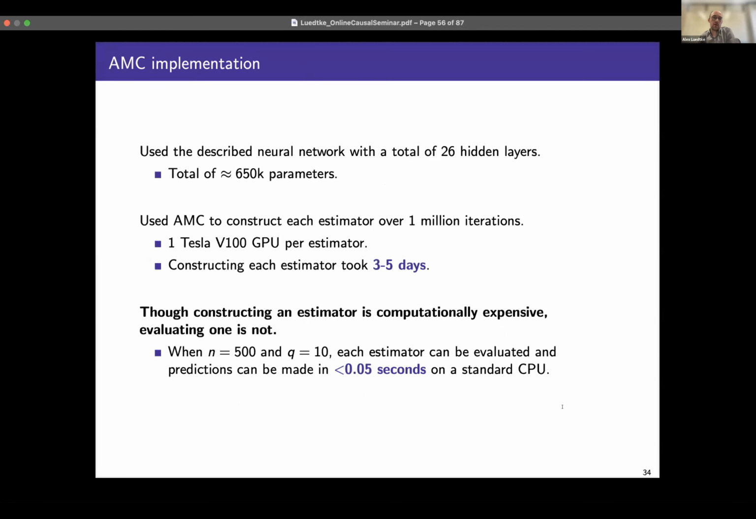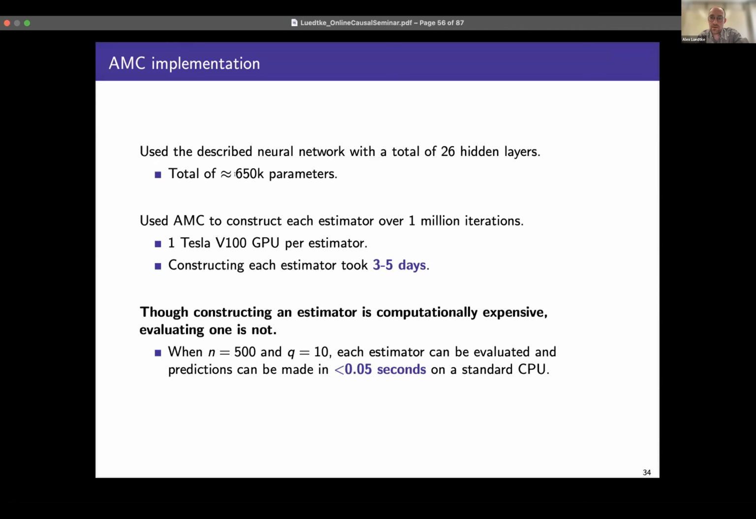And just a couple quick notes on our implementation. I used the described neural network architecture exactly as it was before, except of course it was bigger. My N wasn't 6 anymore. My Q wasn't 3, and I had many more hidden layers. In total, there were 26 hidden layers here, and this amounted to a total of about 650,000 parameters indexing our estimator that we needed to learn.